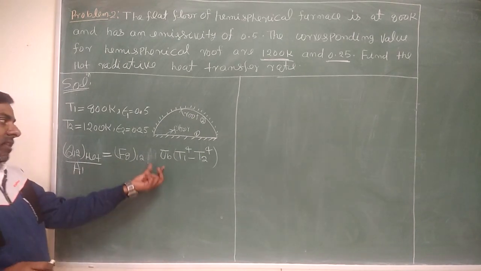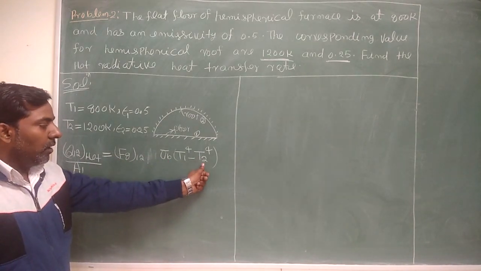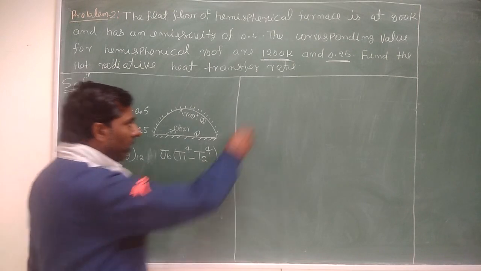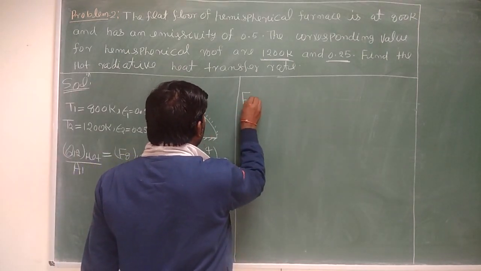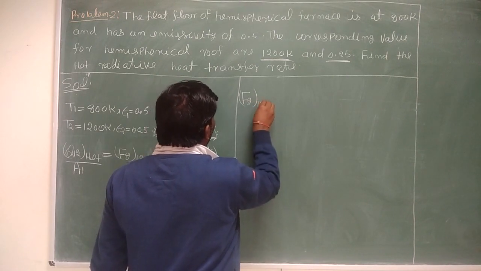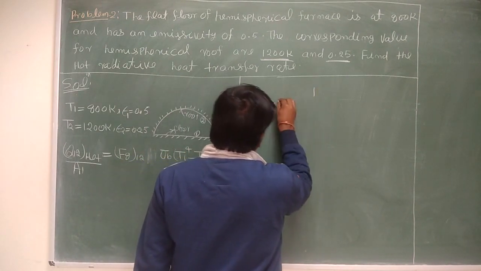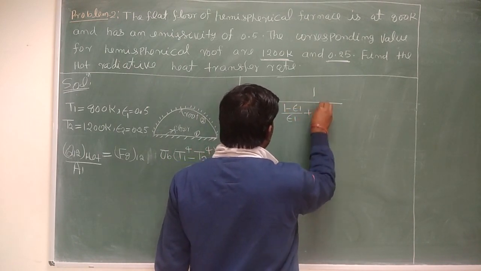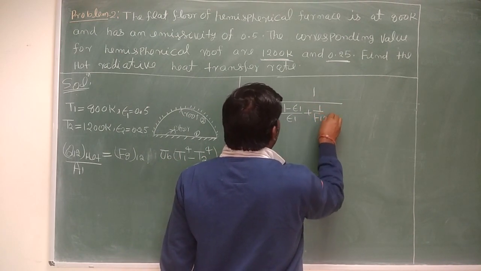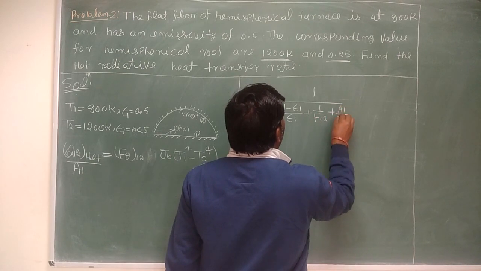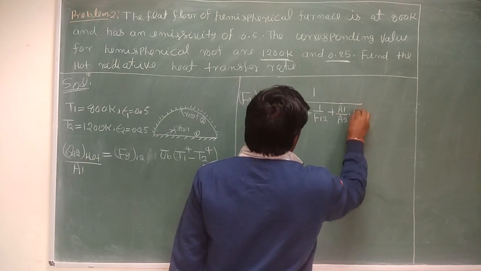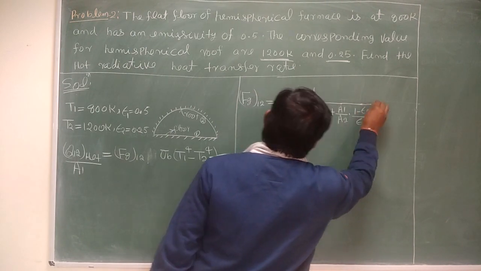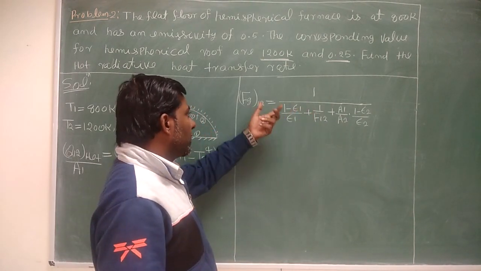Before calculating this, you know sigma B, you know T1, and you know T2, but you don't know the gray body factor Fg12. So first of all, calculate the gray body factor. Fg12 is equal to 1 divided by [(1 minus epsilon 1) upon epsilon 1 plus 1 upon F1 to 2 plus A1 divided by A2 into (1 minus epsilon 2) divided by epsilon 2]. From here you can calculate the gray body factor.